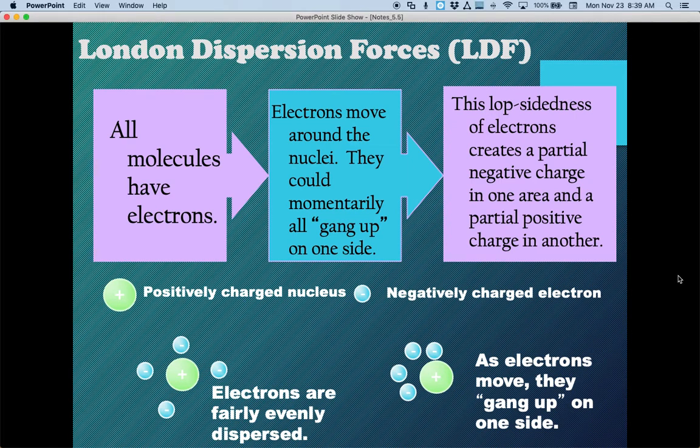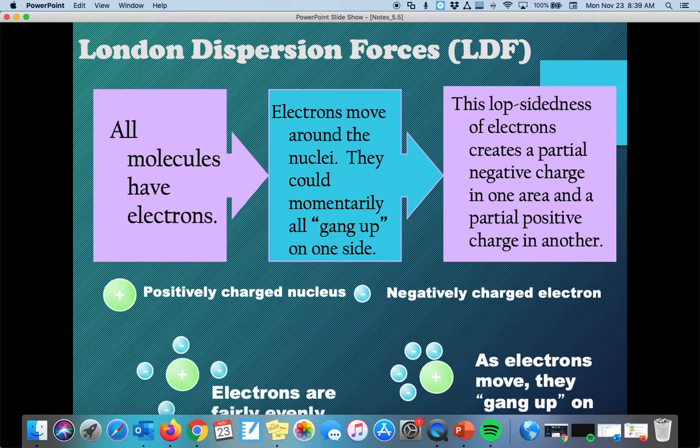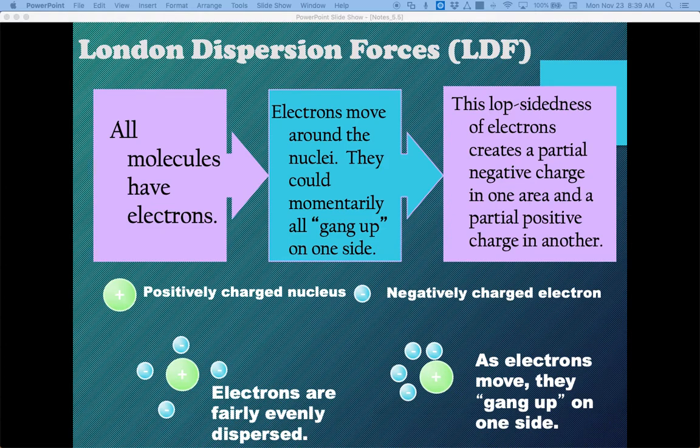So you don't need to write any of this stuff down. This is just kind of explaining what London dispersion forces are. So it's this idea that every molecule, every atom, there are electrons. And generally, if we look at this bottom left picture, the electrons are evenly distributed. And so as a result, when we look at the whole atom or the whole molecule, it's neutral. But electrons randomly move around.